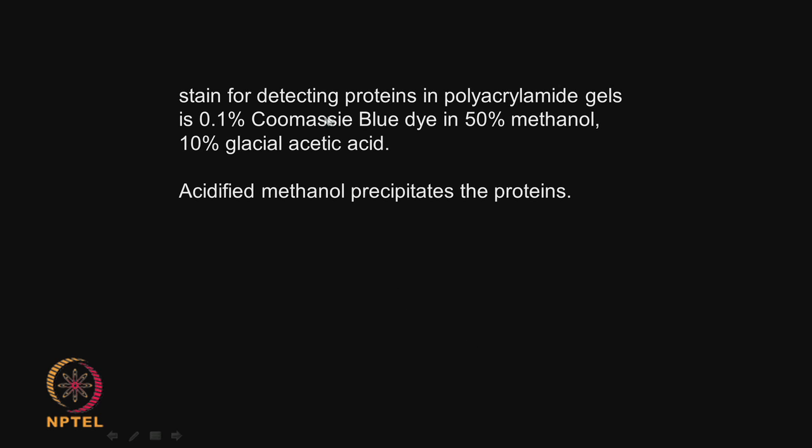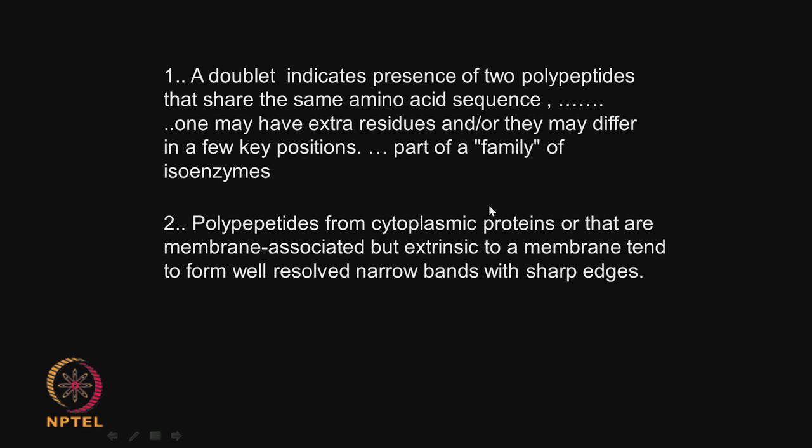What are the stains for detecting protein in polyacrylamide gels? We can use 0.1% Coomassie blue dye in 50% methanol, 10% glacial acetic acid. Acidified methanol will precipitate the proteins. A doublet in an SDS PAGE indicates the presence of 2 polypeptides that share the same amino acid sequence. One may have extra residues, or they may differ in only a few key positions. So, they are part of a family. So, if you see doublets.